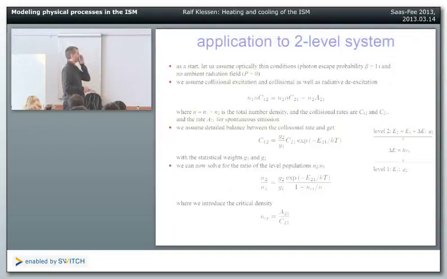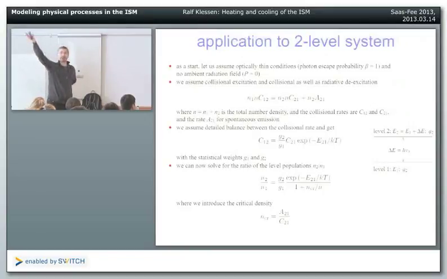Good. Let us now go back to our simple two-level system. And let us start with optically thin conditions. So I put my escape probability to unity. Every photon I produce escapes my system and contributes to the cooling. And I say I have no ambient radiation field. So I look at collisions that populate the level 2, collisions that depopulate the level 2, and they compete with radiative transitions, right? N is the total density here.